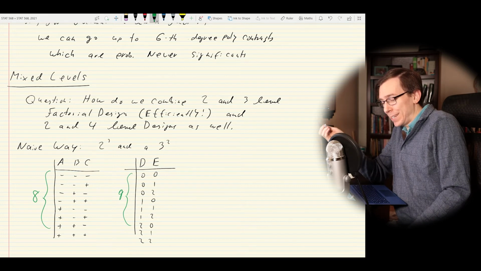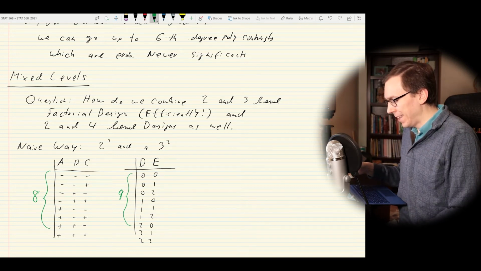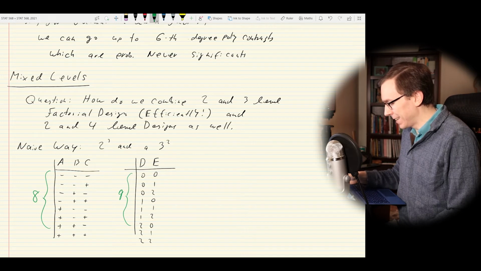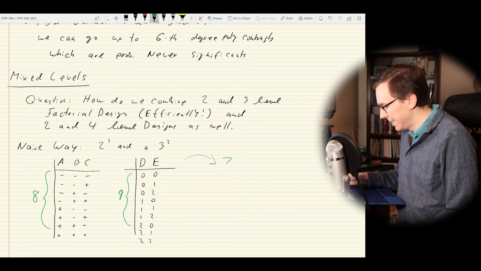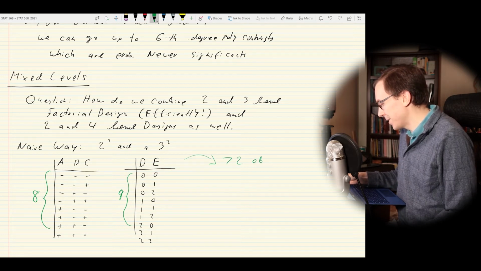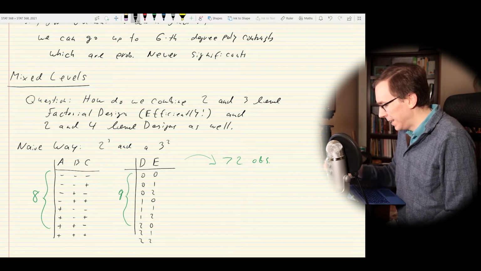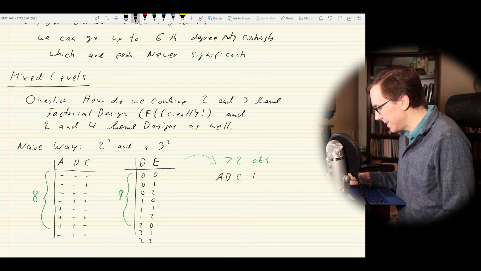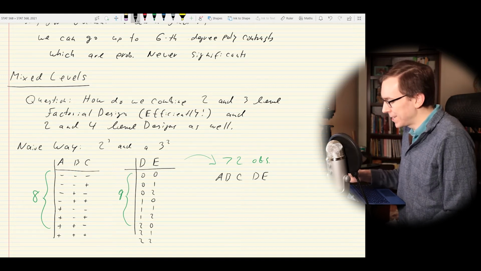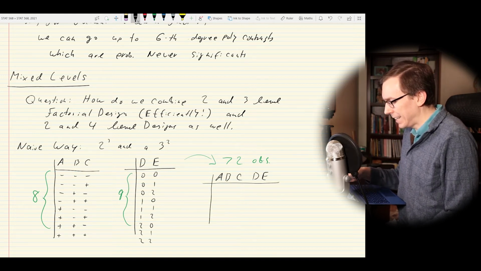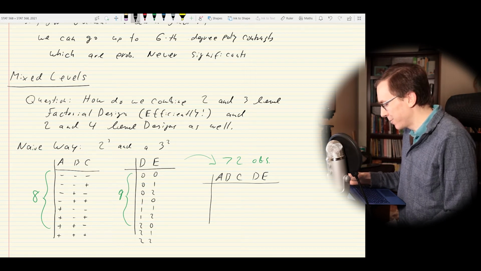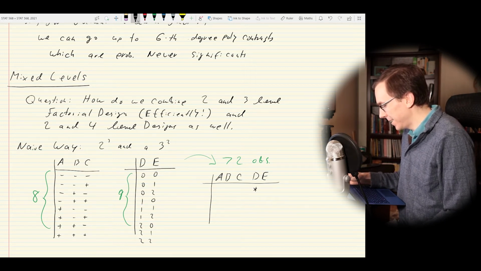So what I could do is just multiply these two things together and get something. If I take these, I can multiply them together and get 72 observations of the form A, B, C, D, E, where for every setting in the table, let's say DE, so for every choice here and here, I would have an entire 8 observations of minus, minus, minus, all the way down to plus, plus, plus.